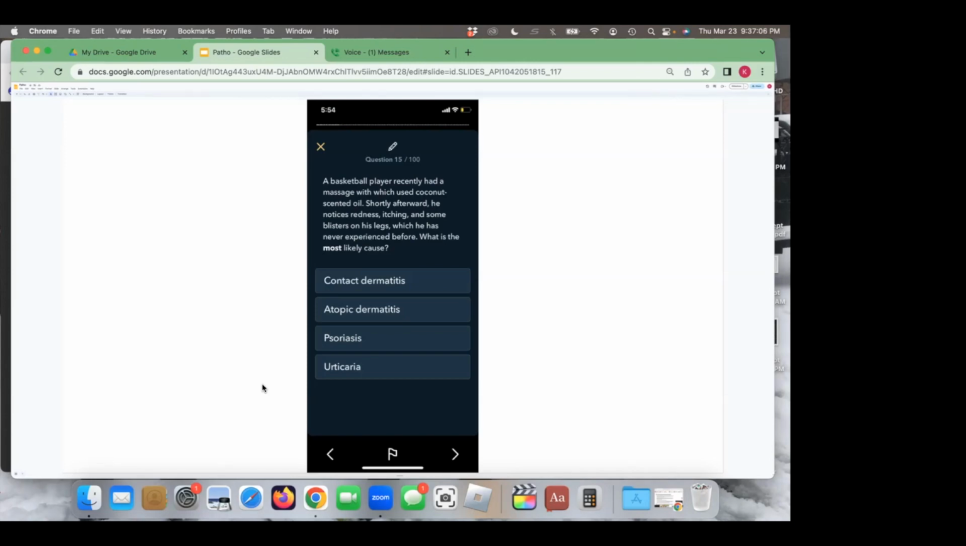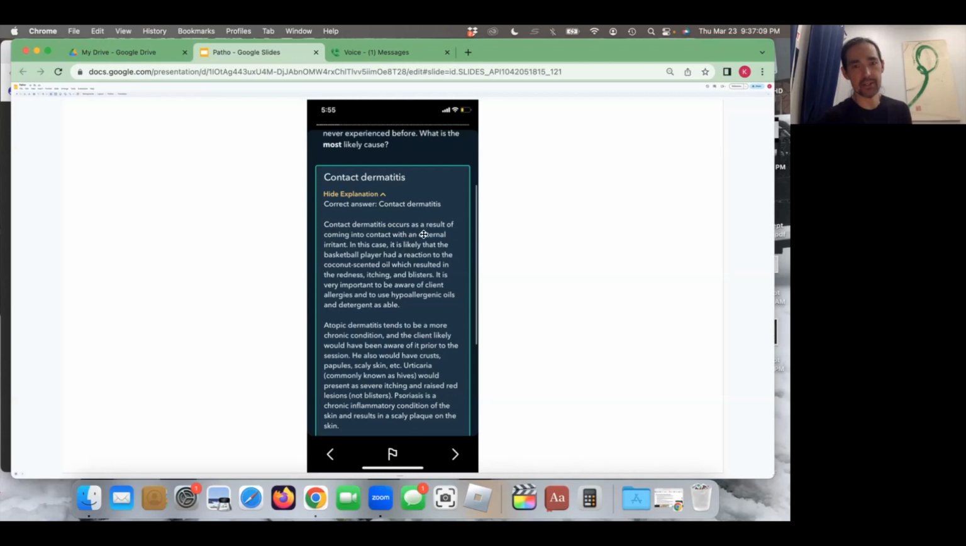Contact dermatitis is the result of contact with an irritant. Atopic dermatitis is a chronic condition, and the client is likely to have been aware of it prior to the session. Also, he would likely have had more chronic symptoms like crusting, papules, scaly skin, etc. So some crusting and some scarring. Urticaria, which is hives, would present as severe itching and raised red lesions, but not blisters. Psoriasis is a chronic inflammatory condition of the skin and results in scaly plaque on the skin.